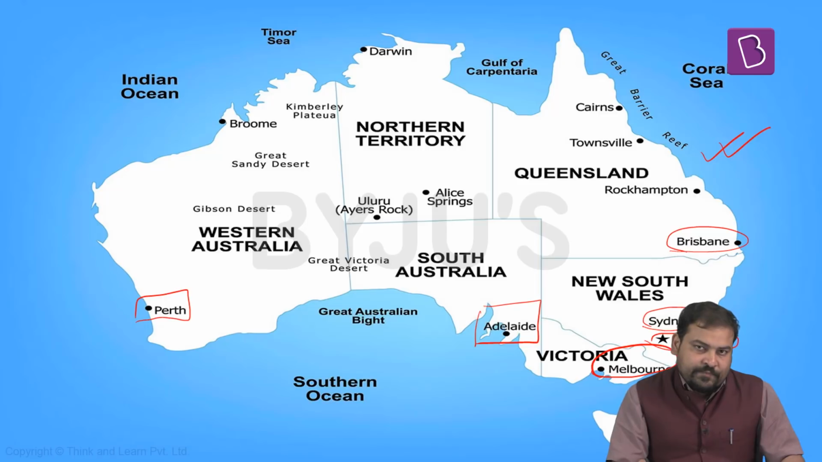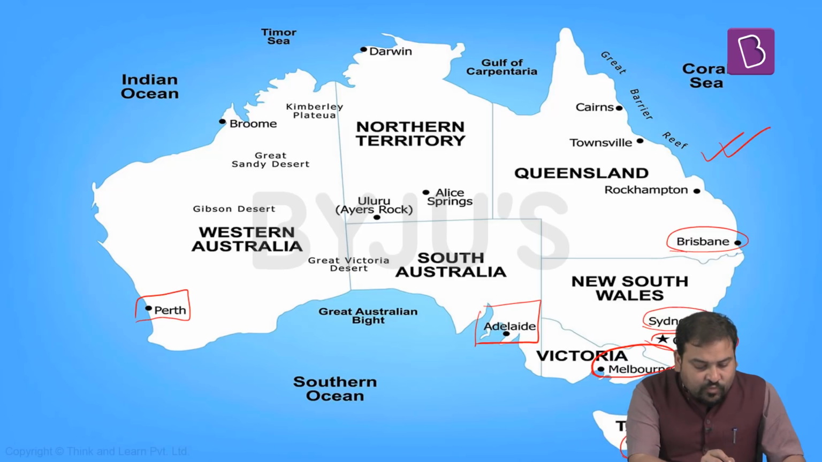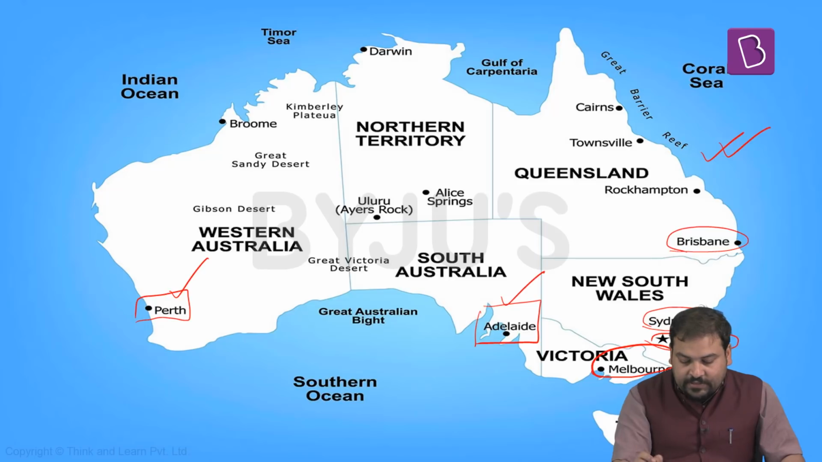One of the types of questions that can be asked in Australia is to arrange, they may give you 4 towns, that is Perth, Adelaide, Melbourne, Sydney, or let's say instead of Sydney, even Brisbane, and they ask you to arrange them east to west or west to east. Whatever the question might be, you will have to answer that. So when we talk about Australia, do have an idea about these 7 towns.